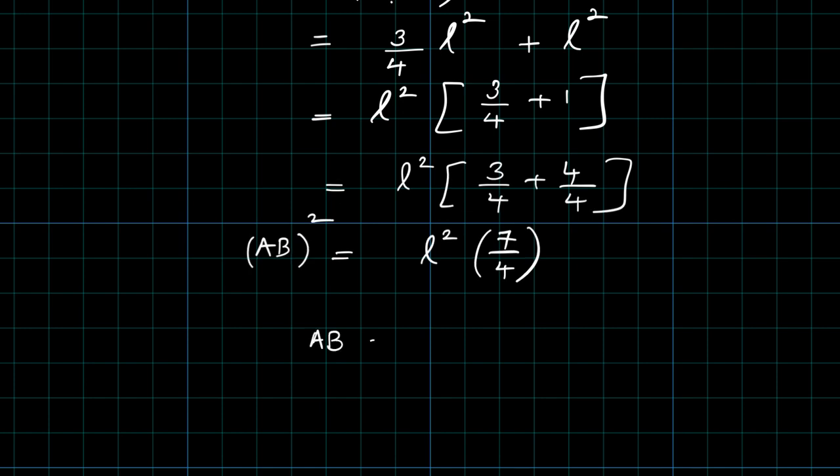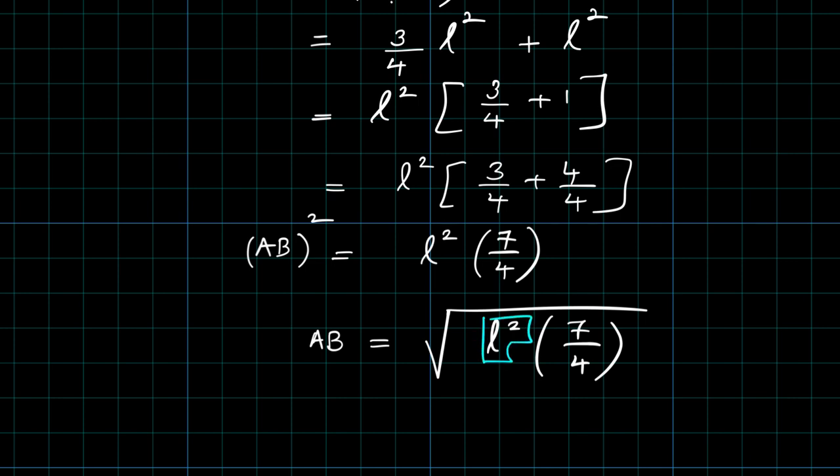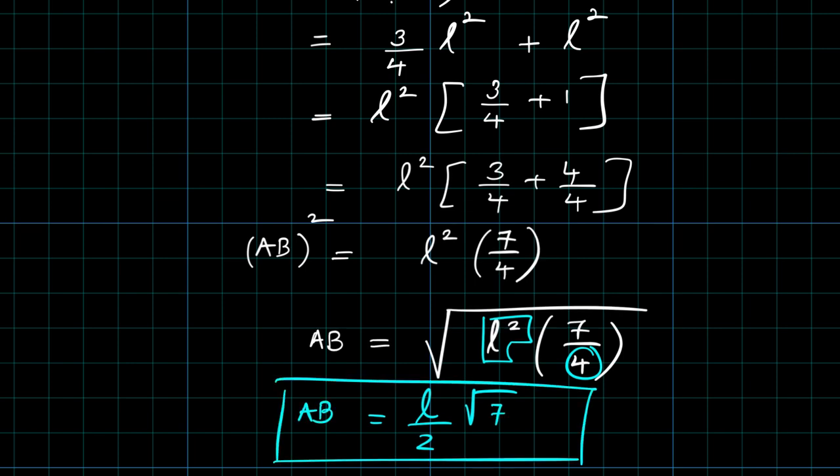Therefore, if I make AB the subject, it is the square root of L squared, 7 over 4. Now, can I take the square root of L squared? Yes, it will come out to be L. Can I take the square root of 4? Yes. So we are left with L, we are left with 2, and we have a square root 7 on the inside. That is how AB is found.